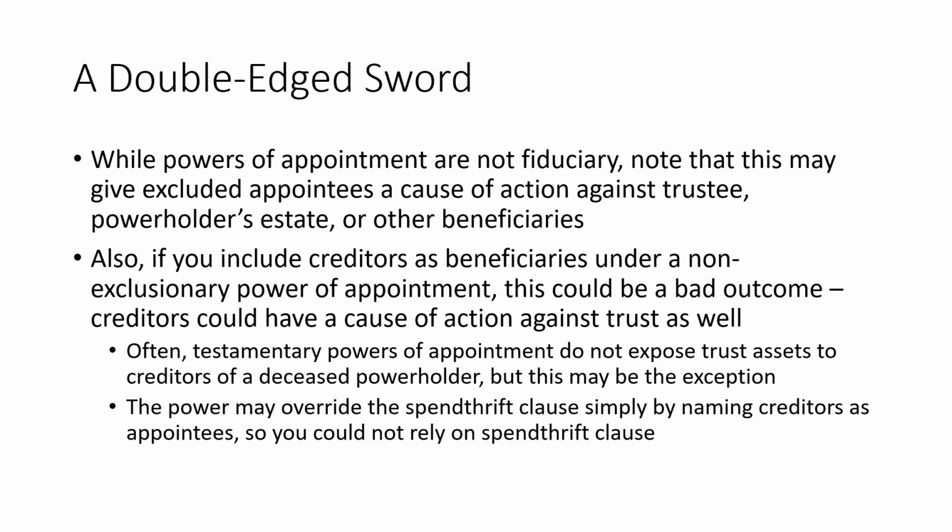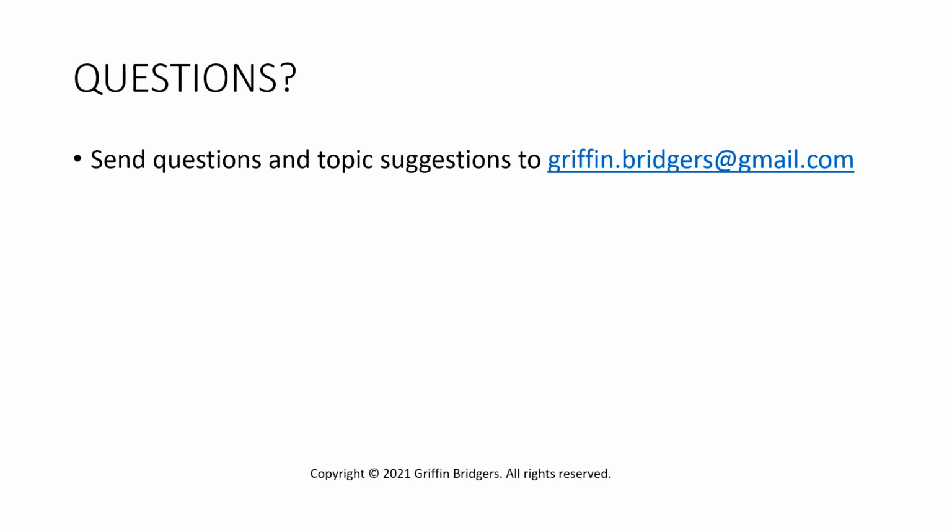Now, it's important to note too that the power may override the spendthrift clause within the trust simply by naming creditors as appointees. So if you're a trustee and you're looking to say, hey, creditors of a beneficiary can't make a claim against the trust under the spendthrift clause, well, guess what? With that power of appointment that names creditors of the beneficiary or their beneficiary's estate, you're probably overriding that spendthrift clause. So, non-exclusionary powers of appointment could help in some circumstances, but they can also create unanticipated problems in other circumstances.